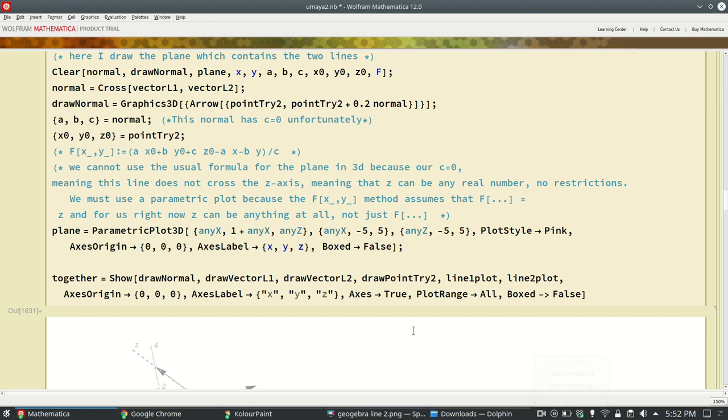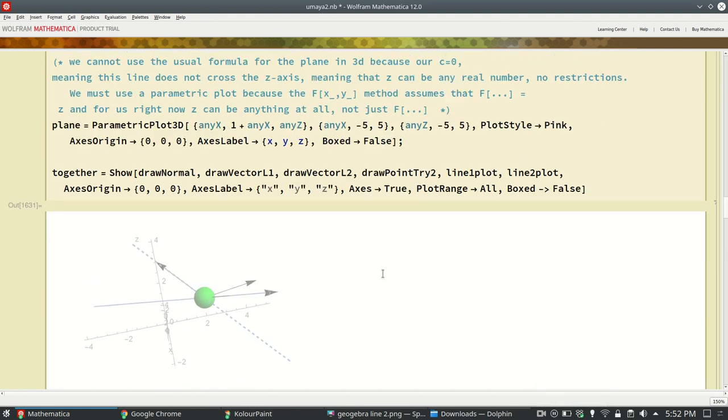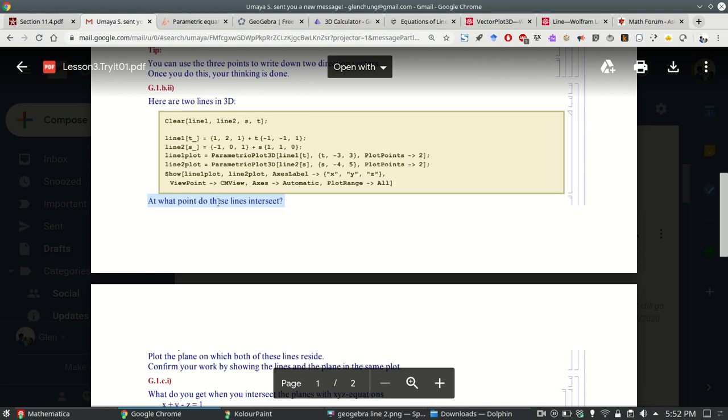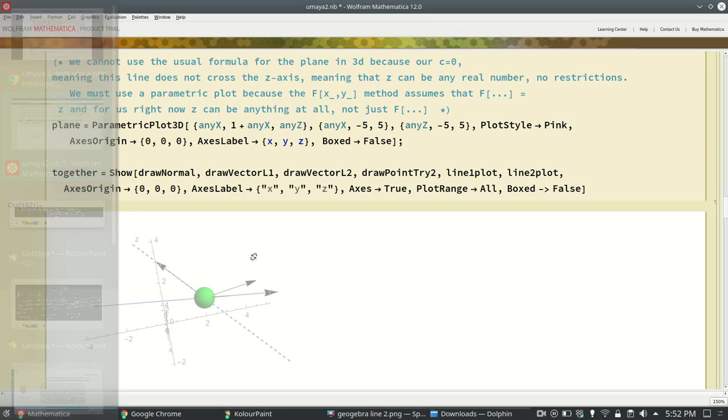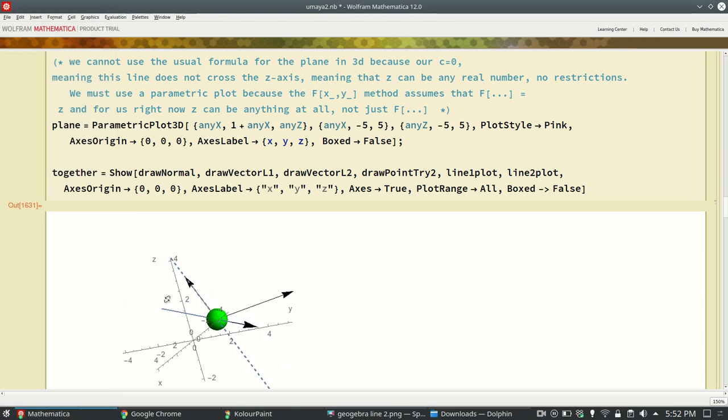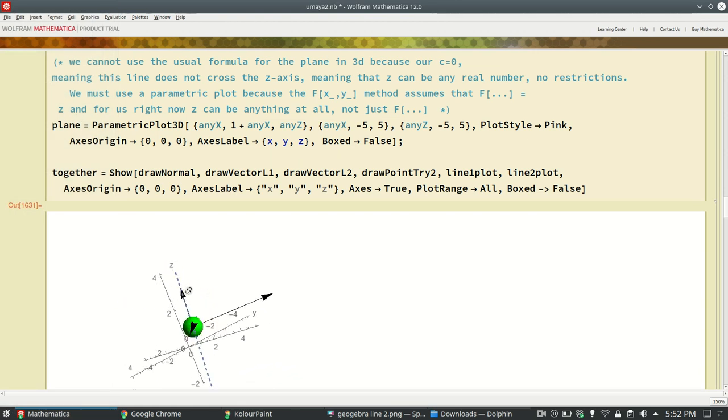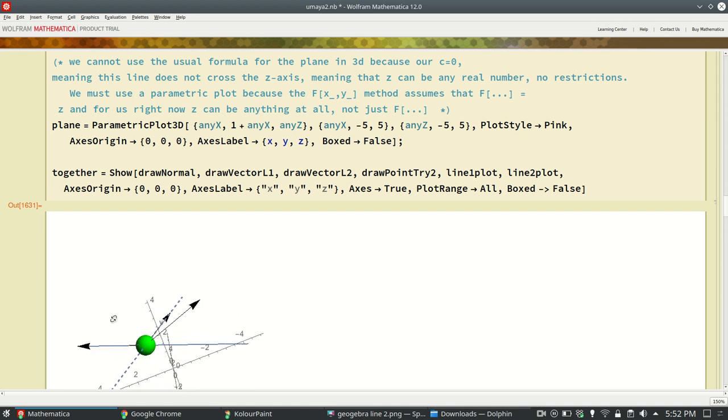Okay, I am back. And they asked for a plane. So that's the point where they intersect, and then they asked to plot a plane where both these lines reside. So the plane has to take up the same space as the blue line and the dashed blue line. All right. So to do that, I made a vector on the blue line, and I made a vector on the dashed blue line also. So those are the two vectors.